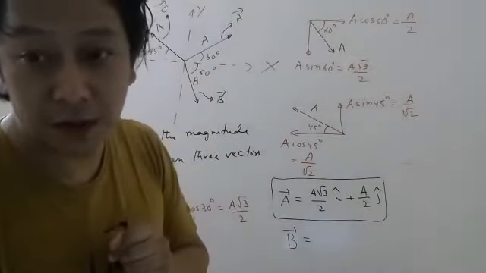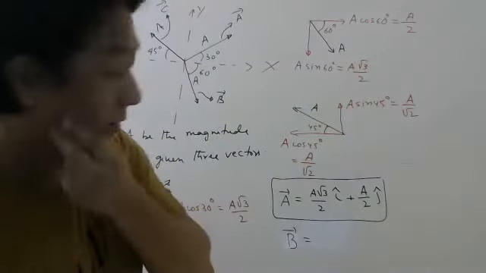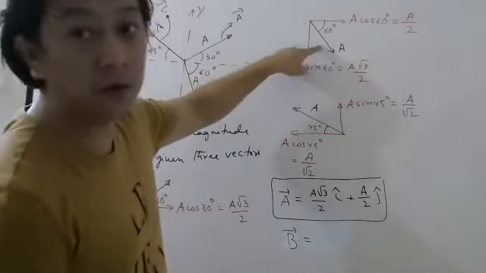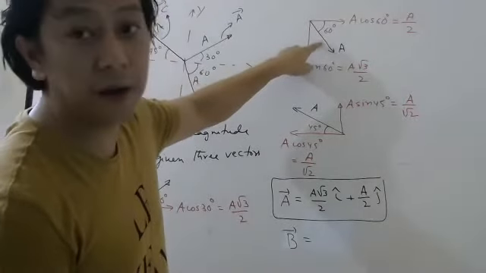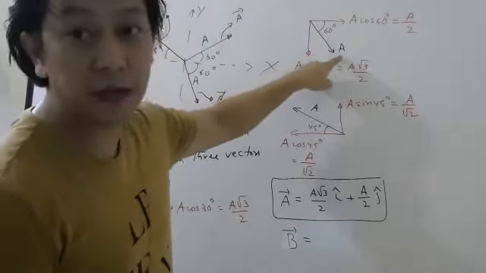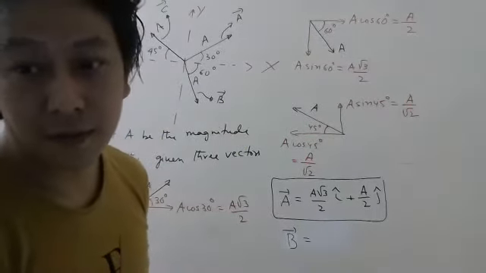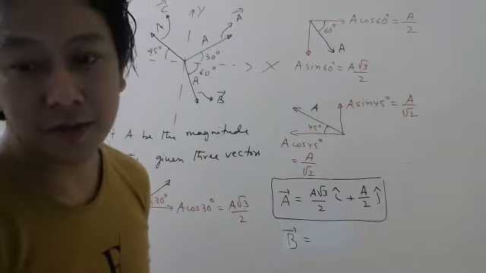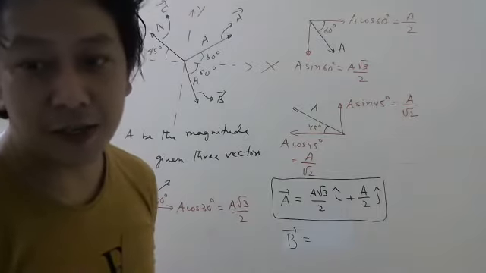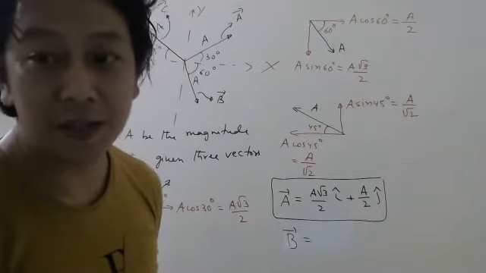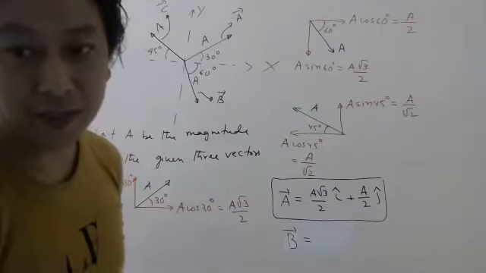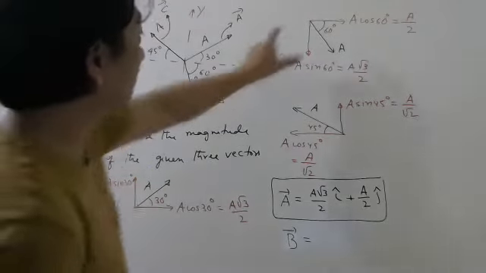Now, if this is B bar, then why did I write A? I should write B, no? Why did I write A? Tell me. The magnitude I should actually write as B, but they told us the magnitudes are the same. So I can write A only.